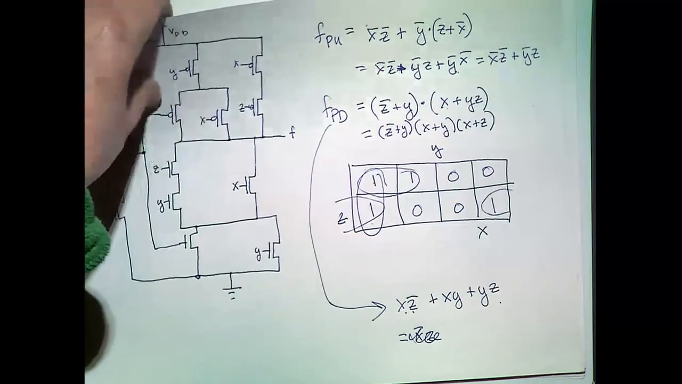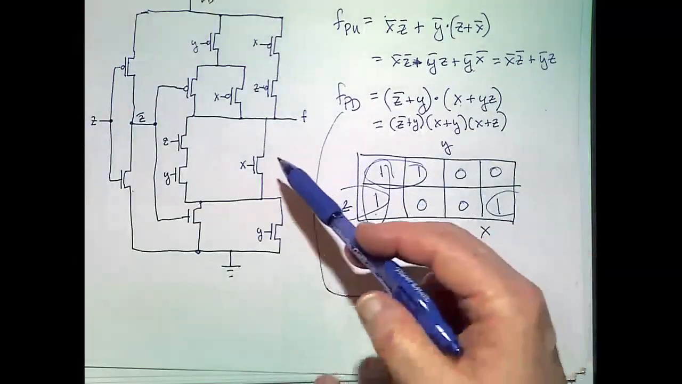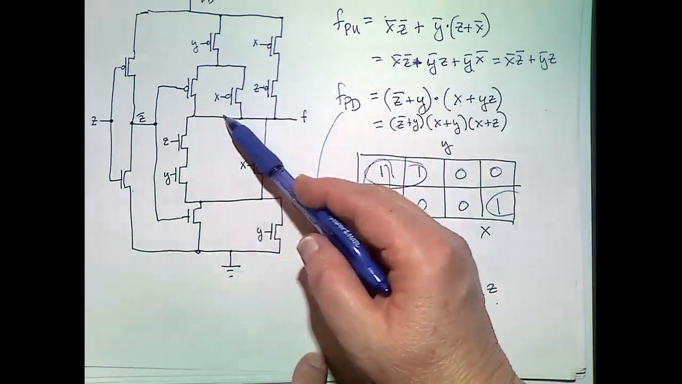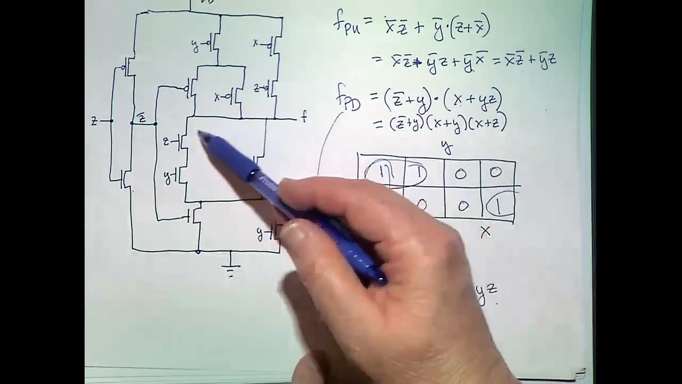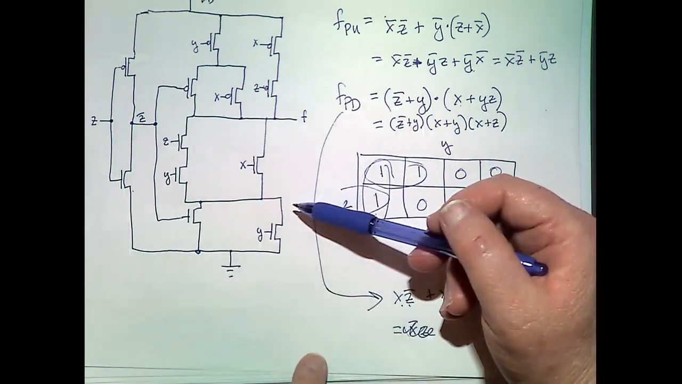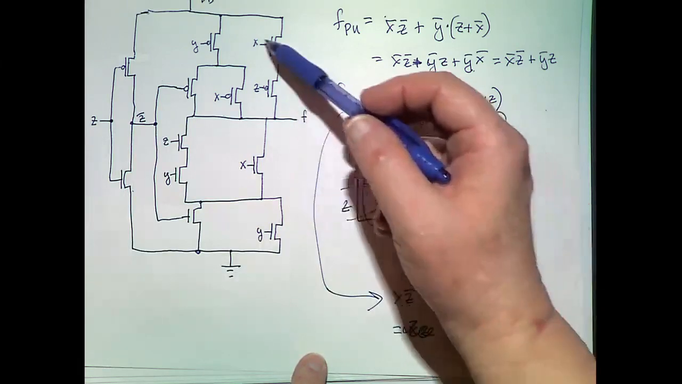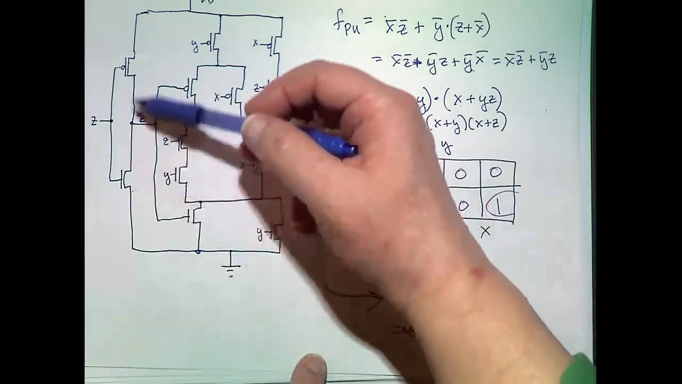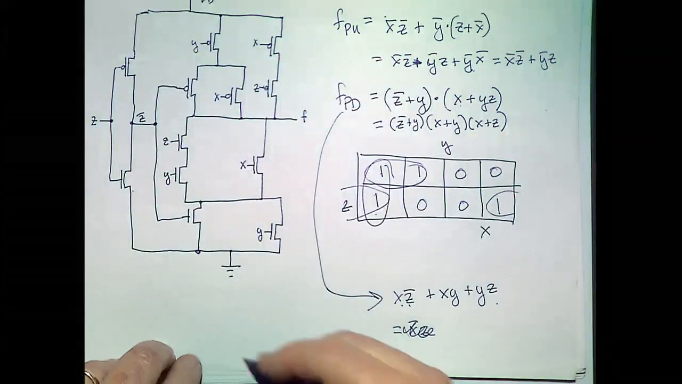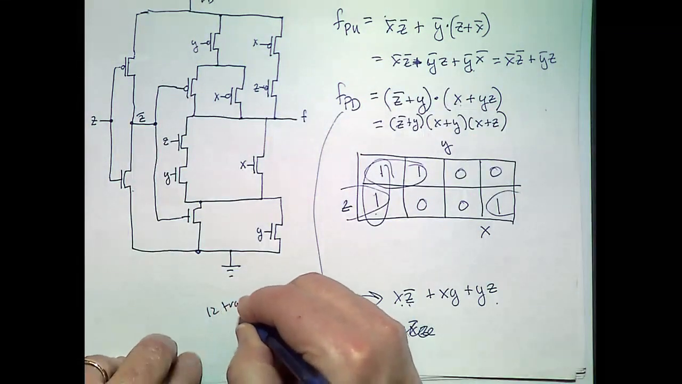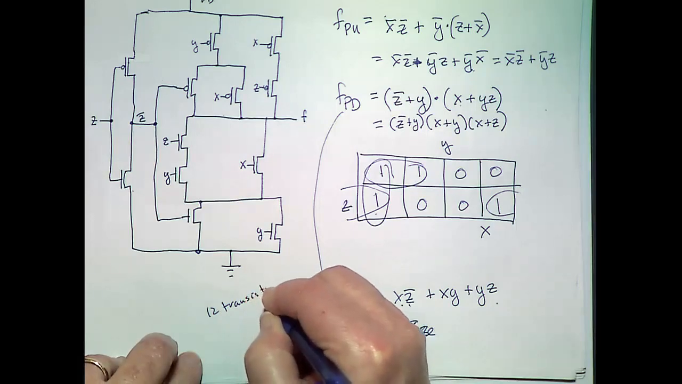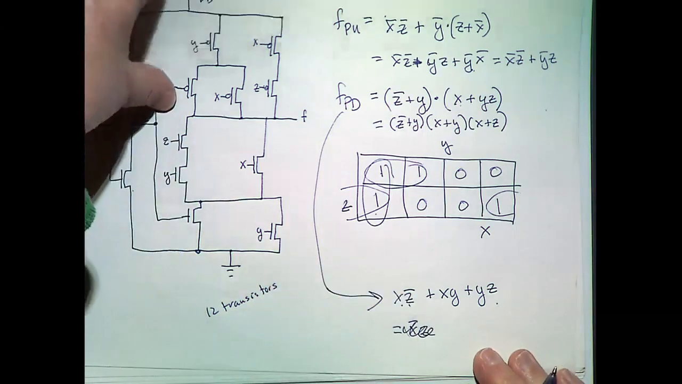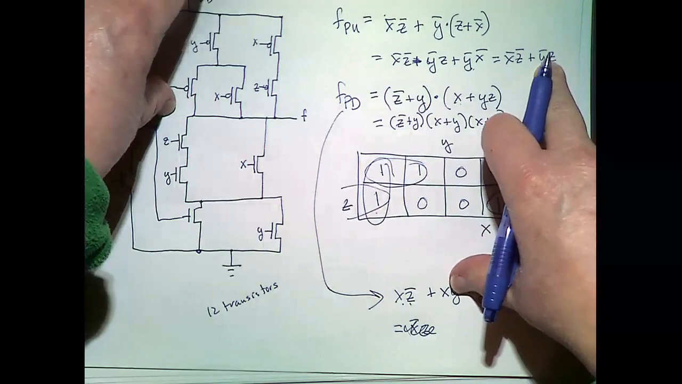Okay, so now let's see, how many transistors did I have? I have 5 here. Is that right? Okay, 5, and here I had 5, so that's 10 plus the 2 inverters, 12 transistors here. I'm still going to need a Z bar.